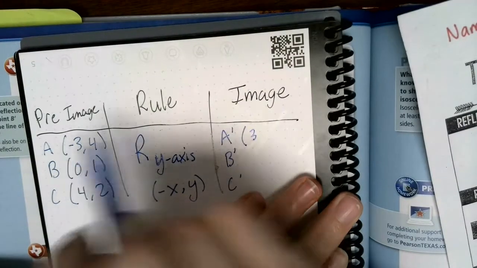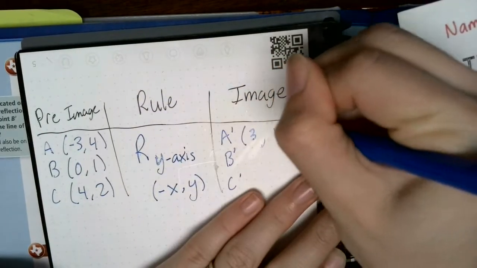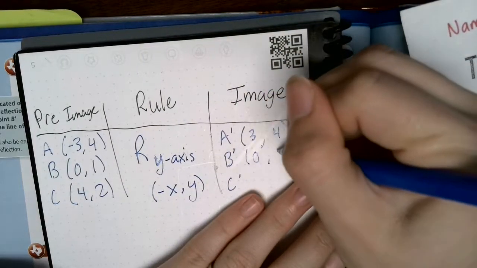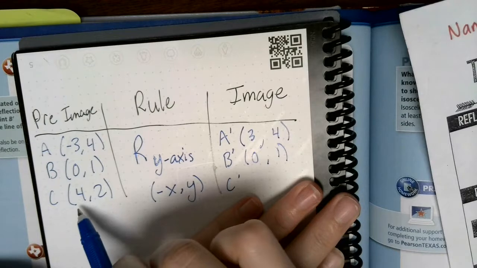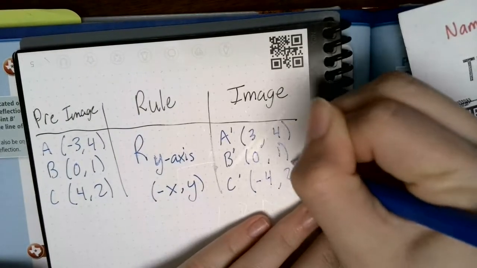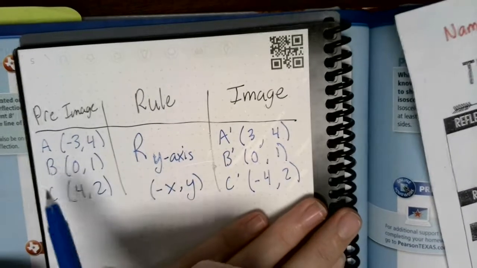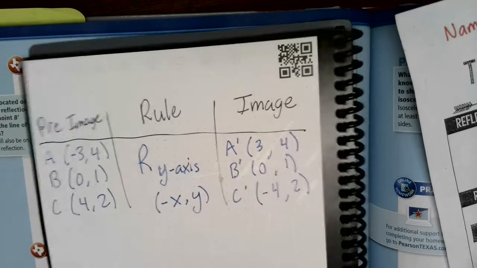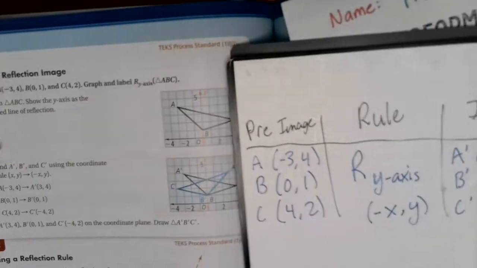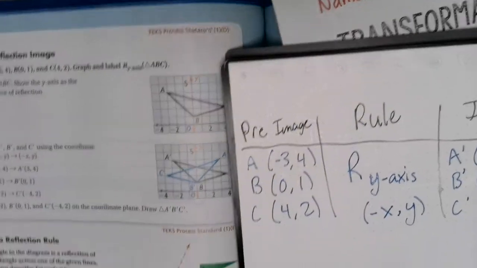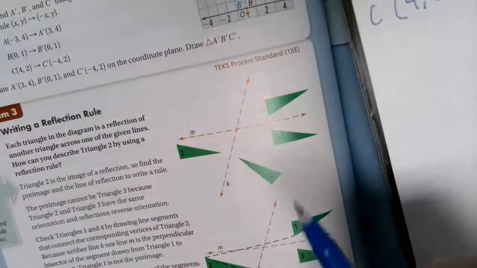So the opposite of -3 is 3, and y stays the same. 0, there is no -0, so it just stays 0, and y stays the same. And 4 flips to negative, and 2 stays the same. So notice all my y's stayed the same, and all my x's change signs, except for 0 doesn't change signs. And then if it asked us to graph it as well, we could then plot those points and graph it on our picture.